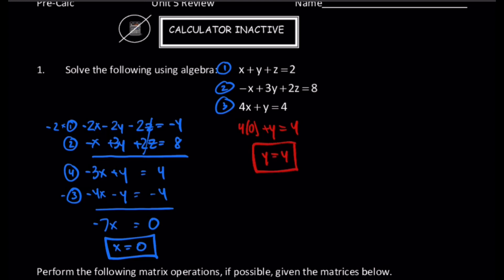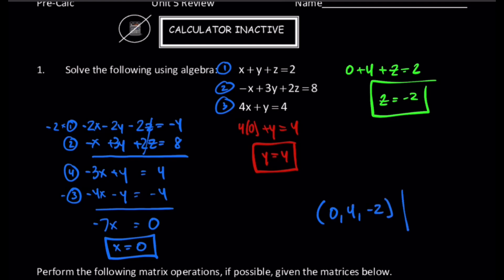And now once you know x and y, you can pick any equation. I'm going to pick the top one and get z. x is 0, y is 4, plus z equals 2. Subtract 4, z equals negative 2. So that's totally fine. You could just leave it like that. If you want to write it as an ordered triple, 0, 4, negative 2. You certainly do not have to do both.